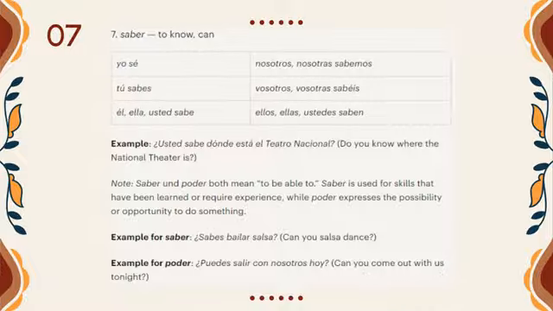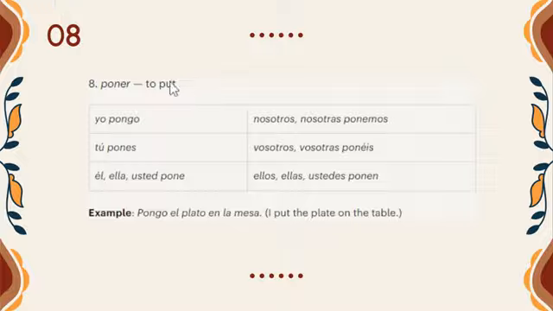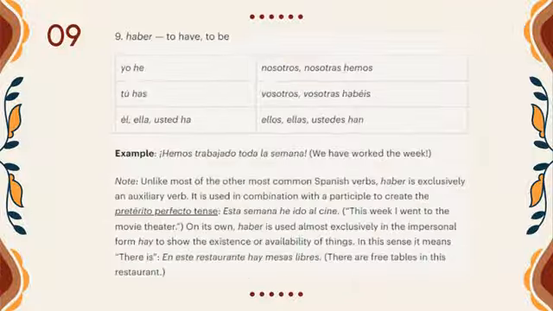It doesn't require experience. Poner is to put. Once again, irregular. This one, there's not many rules. It literally is just to put. "Pongo el plato en la mesa." I put the plate on the table, right? Very basic. We can skip past this one, just make sure to memorize it.